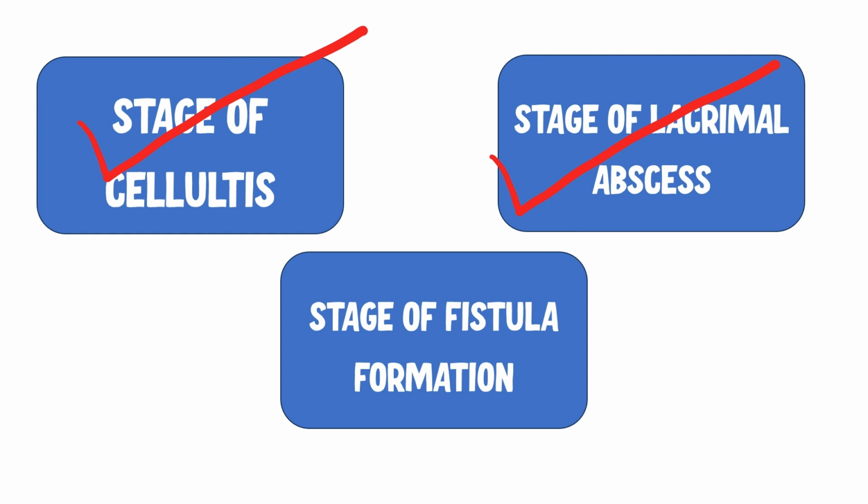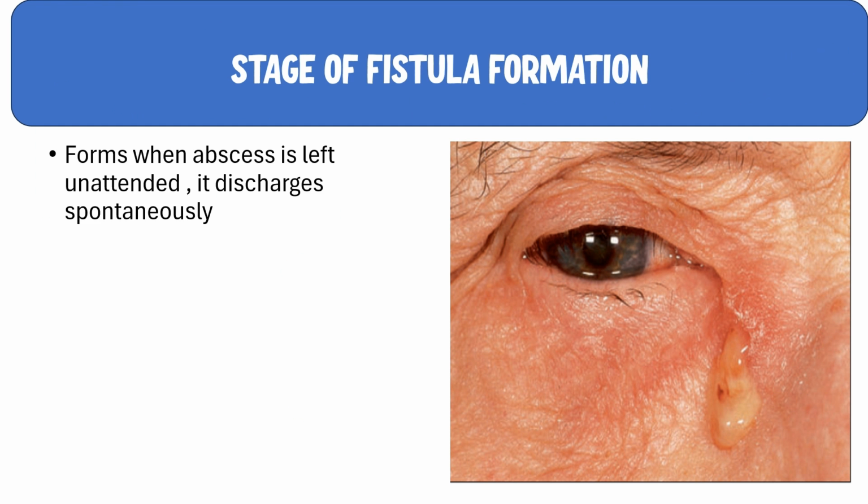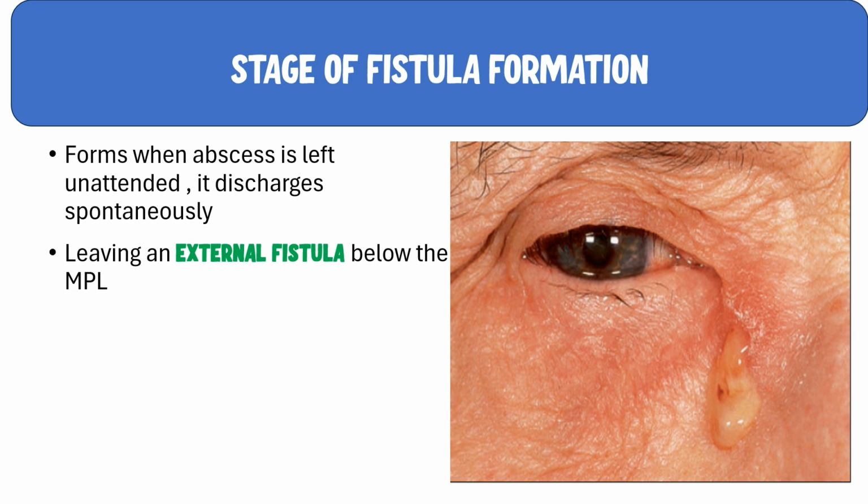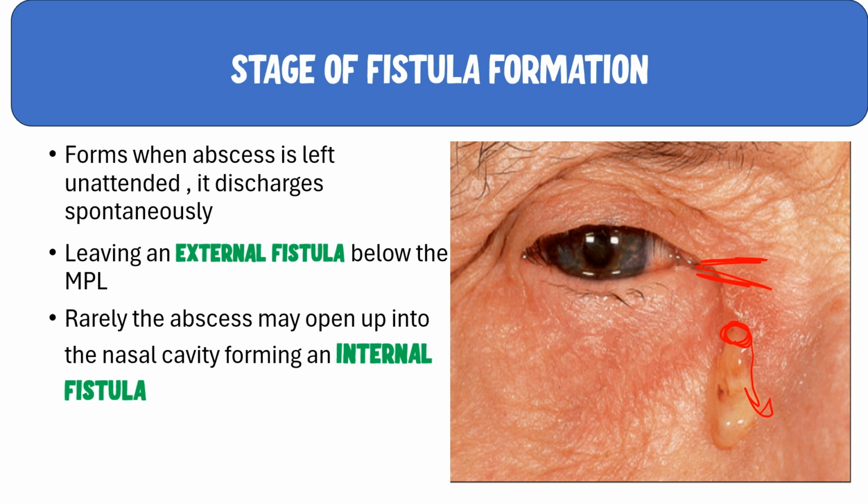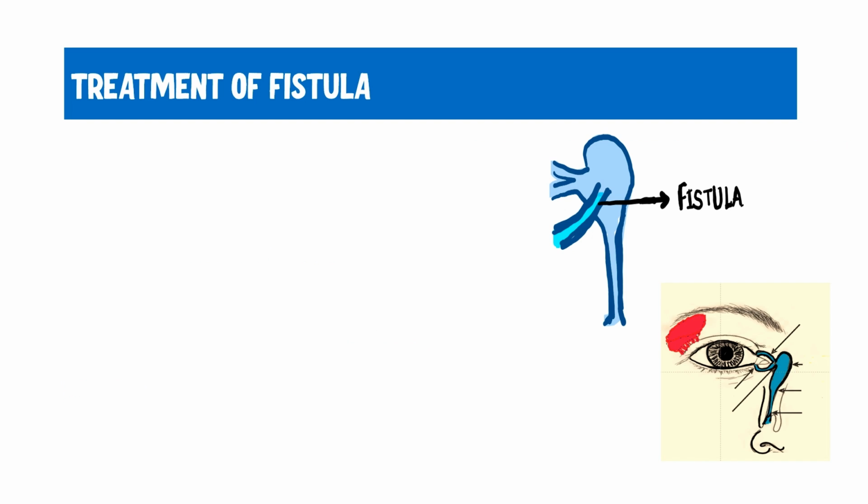Now coming to the last stage, that is the stage of fistula formation. Sometimes when the abscess is unattended, it discharges spontaneously, and sometimes even after an I&D, a fistulous tract or an opening develops in the skin. If there's an opening that develops from the sac externally into the skin below the medial palpebral ligament, which is present over here, and the opening you can see here is discharging the mucus from the lacrimal sac, this opening is called an external fistula. Very rarely the abscess is going to open up inside the nose, and that is called an internal fistula.